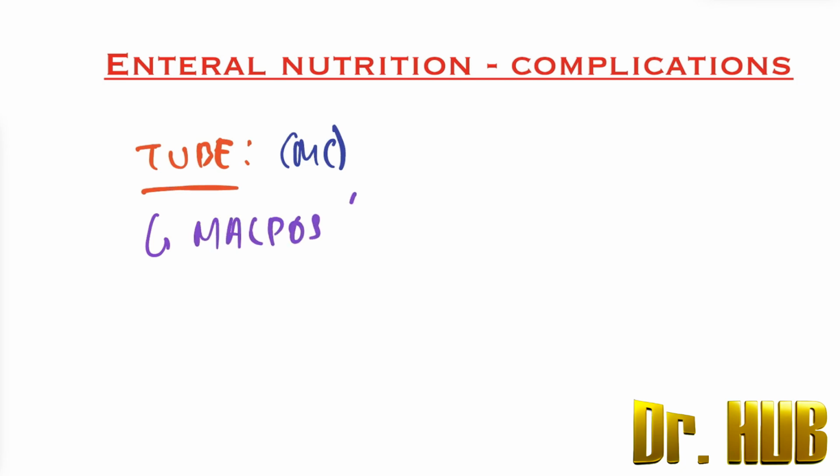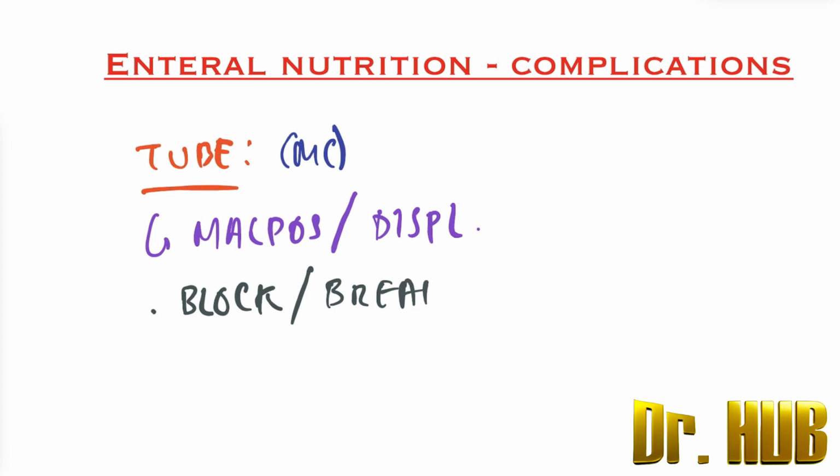Enteral nutrition and its complications. First is the tube related, and we need to know this is the most common. What are the findings here? It includes malposition and displacement. Next is the presence of blockage, breakage and leakage.